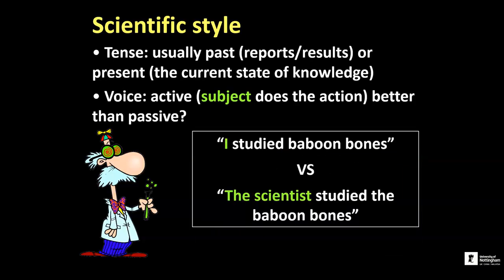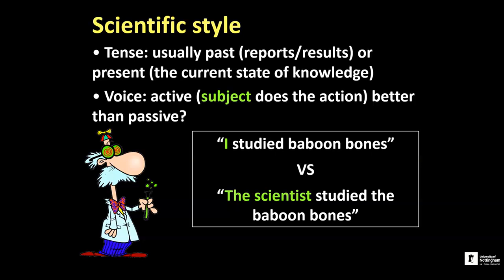There's another distinction to think about here, which is whether you write in the first person or the third person. So those previous examples were both written in the third person. If we just look at the active form here, we've got "I studied baboon bones" versus "the scientists studied the baboon bones." Now, I just picked baboon bones because, you know, why not? Imagine you were writing a paper about some important study that you'd done looking at baboon bones.